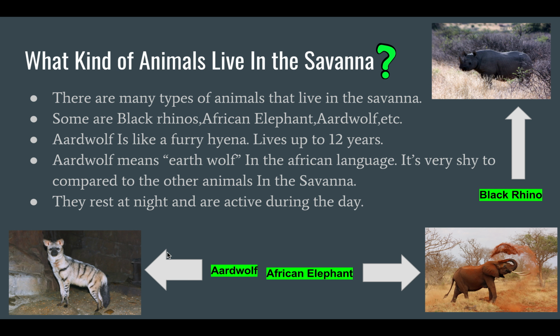The aardwolf is like a furry hyena and it lives up to 12 years in captivity. And aardwolf means earth wolf in the Afrikaans language, also the Dutch language, which I found out. It's very shy compared to other animal species in the savanna. They rest at night and are very active during the day.